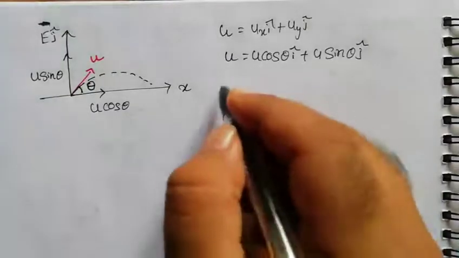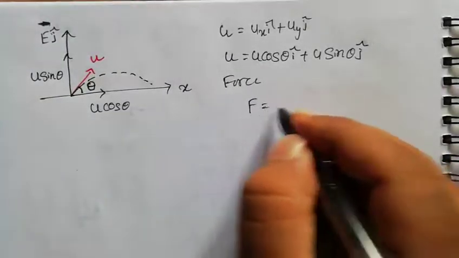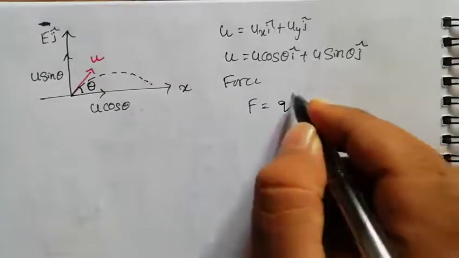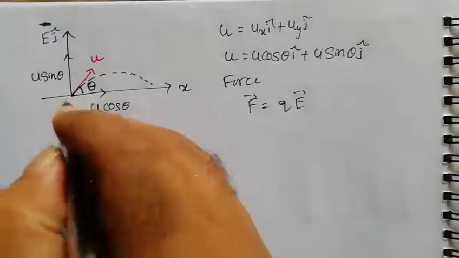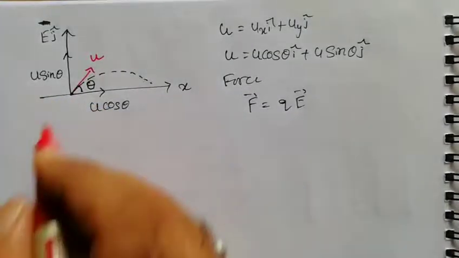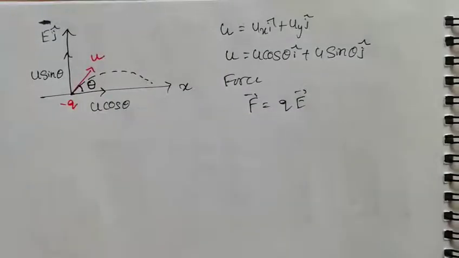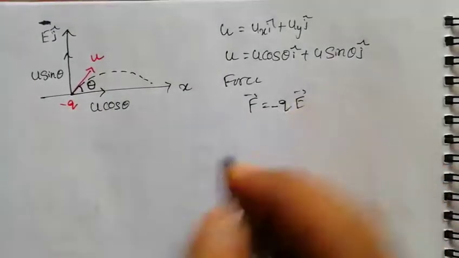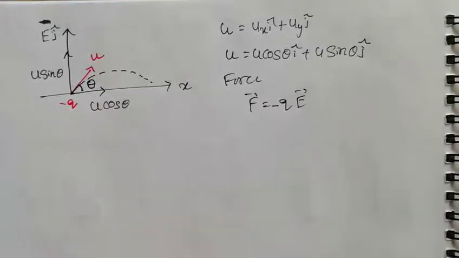Now let us calculate the force. Force is F equal to Q into E. So sir, what direction is it? So we consider here what type of particle? Negative particle. Let me take minus Q. Then force will be in the opposite direction, so I should indicate a negative sign here. Okay, that is the force acting. You can even consider a positive charge also, it will be in the same direction.